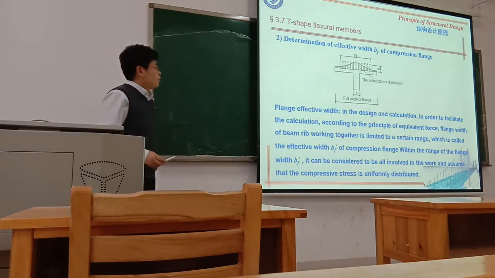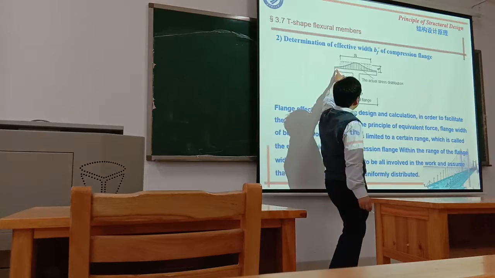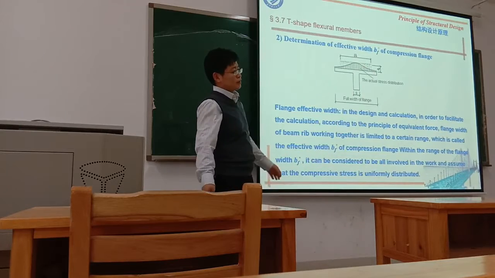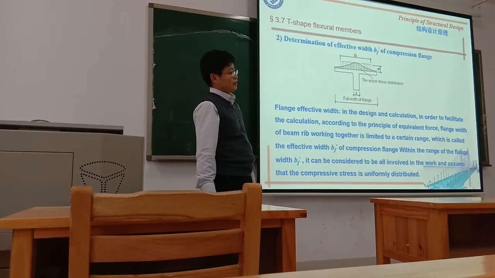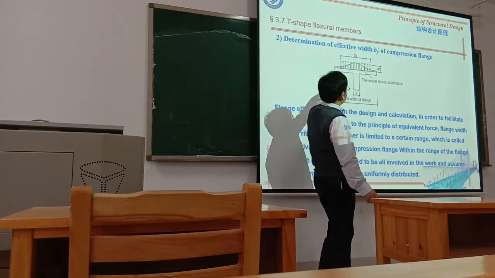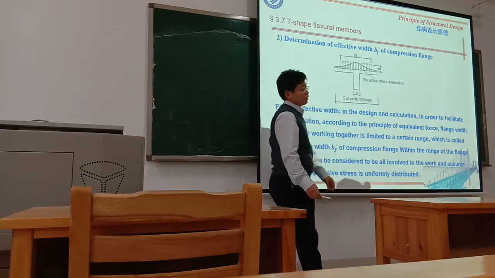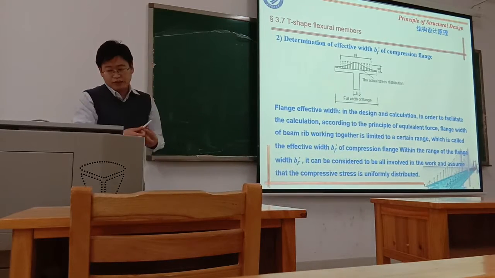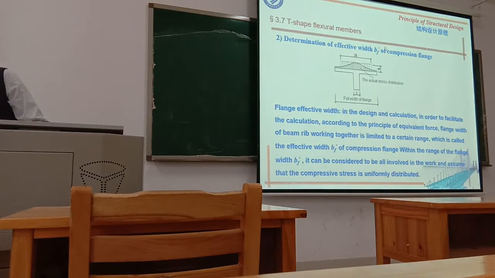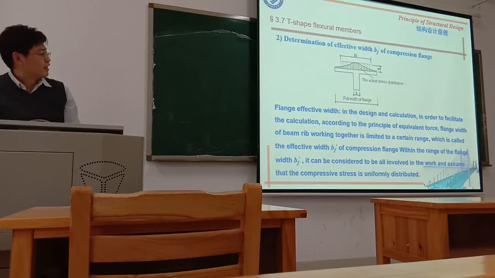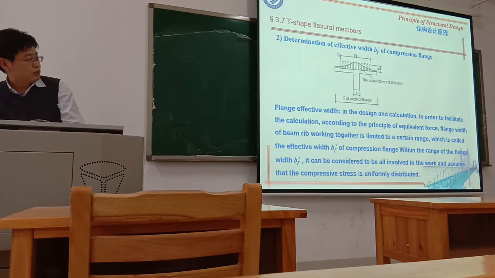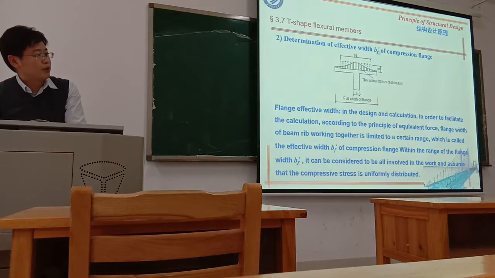Because the real distribution of the stress is like this. For this distribution, if you want to calculate the compressive force, it's difficult. You need to integrate it. So normally we use the equivalent method with this rectangular block. So we define this B F prime. So how to get this B F prime?